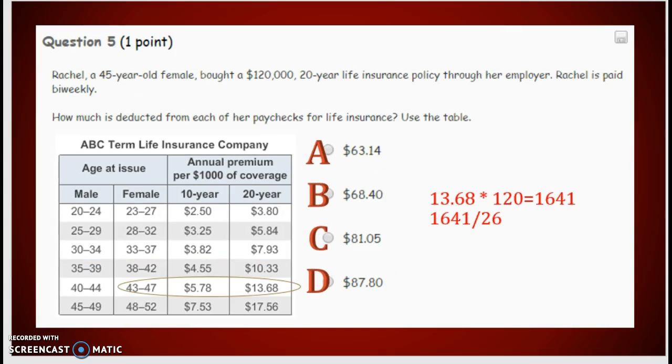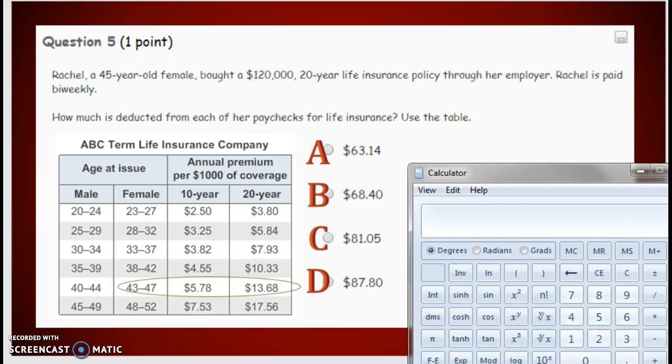And finally, a 45-year-old female, $120,000, 20 years. On her life insurance policy, she's paid bi-weekly. That means 26 times a year. So that's going to be $1,368 times 120. And that's $1,641 divided by 26. And that total is $63.14.